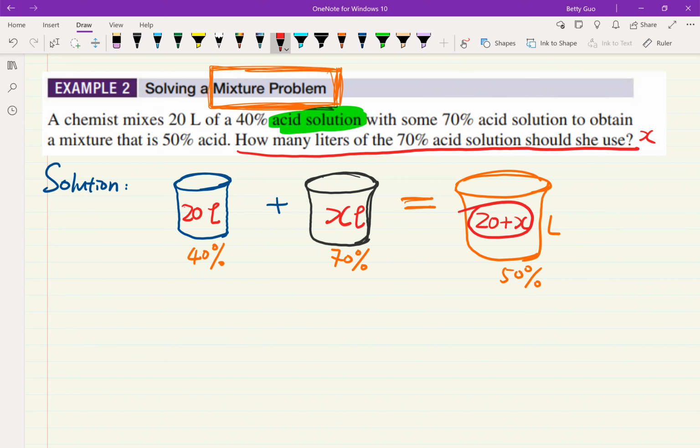I want to ask you how many liters of acid in this container? In the blue, yeah. How many liters of acid in the blue container? The acid in the blue container is 40% times 20.